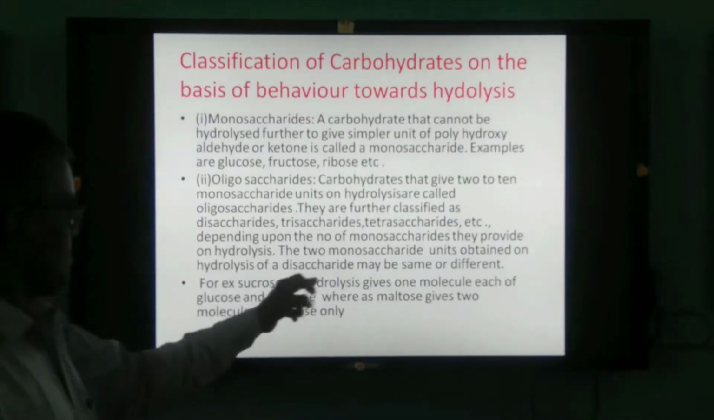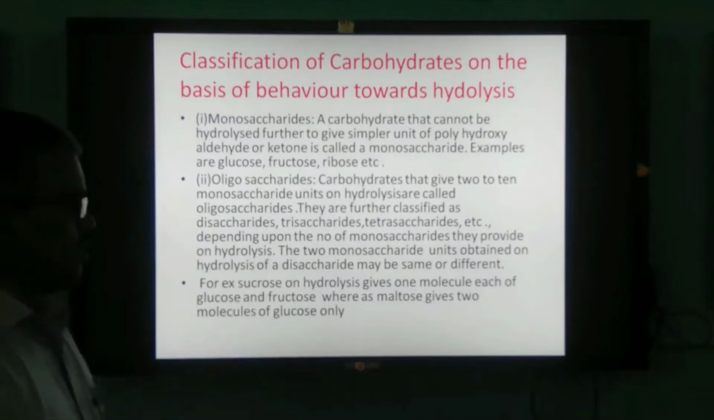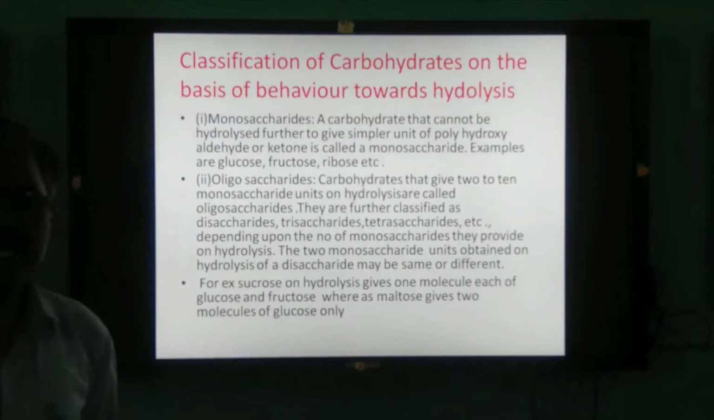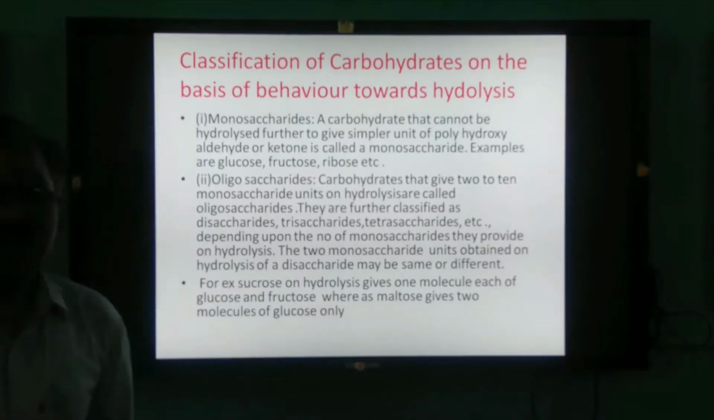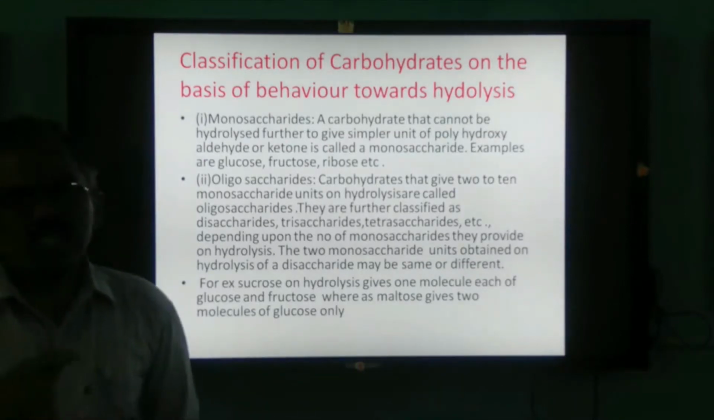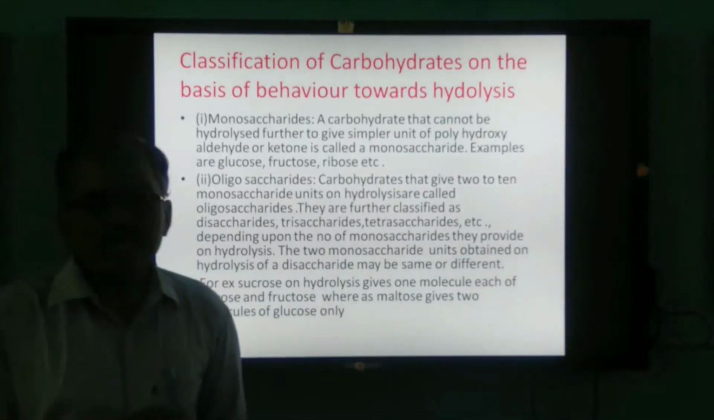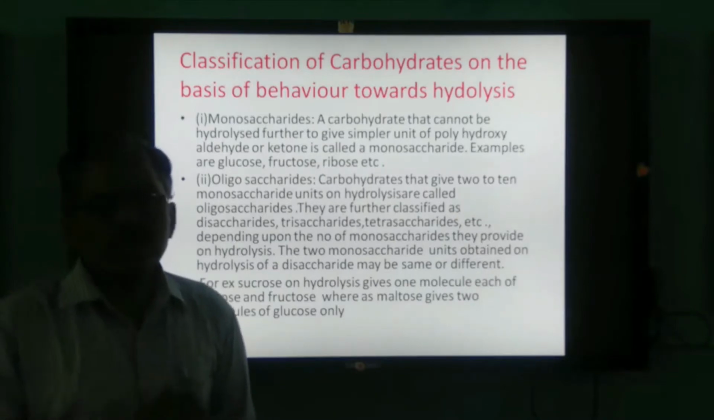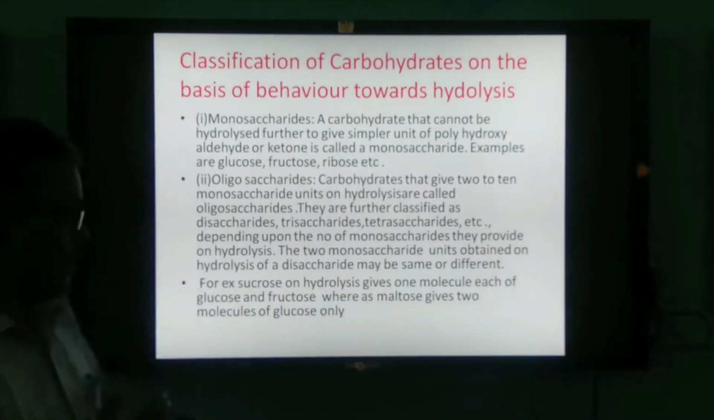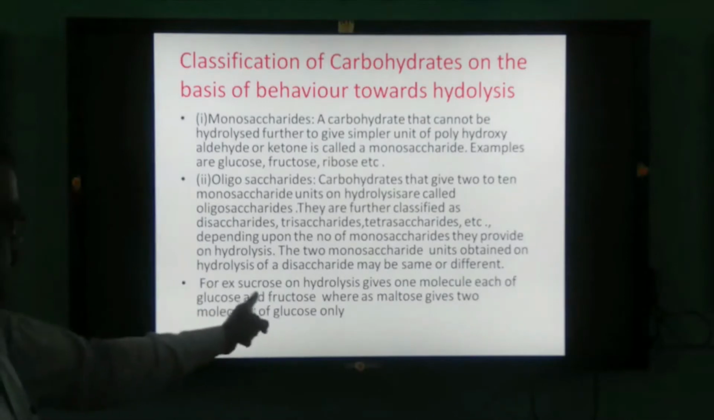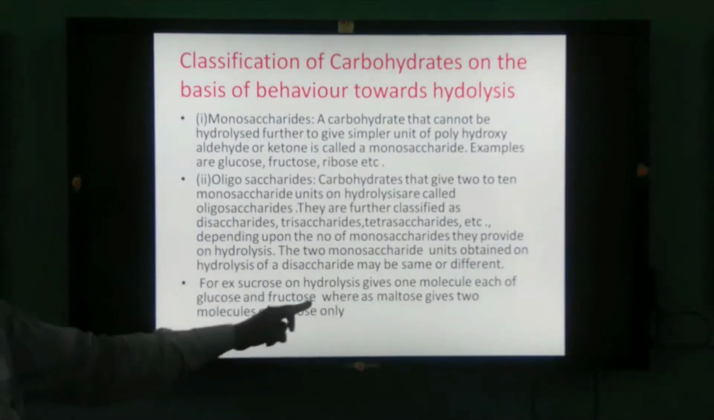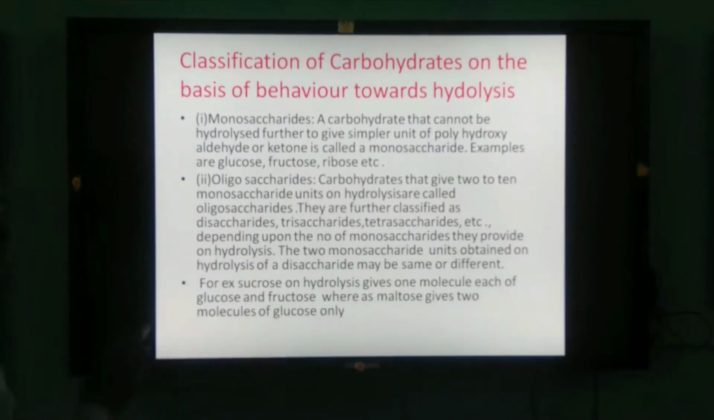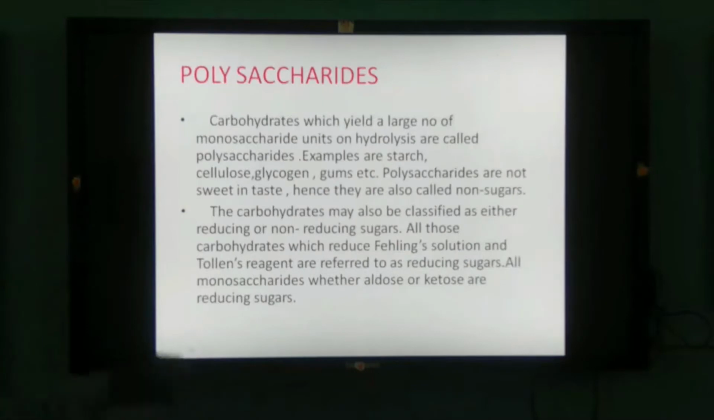Clear? So, for example, disaccharide. One of the important examples of a disaccharide is sucrose, which on hydrolysis gives 1 unit of glucose and 1 unit of fructose. So it is a disaccharide. If you add water to sucrose, we will get 1 molecule each of glucose and fructose. Whereas another disaccharide called maltose gives 2 molecules of glucose only.